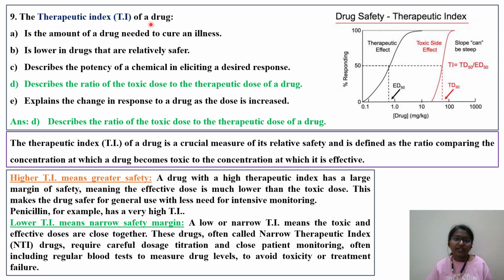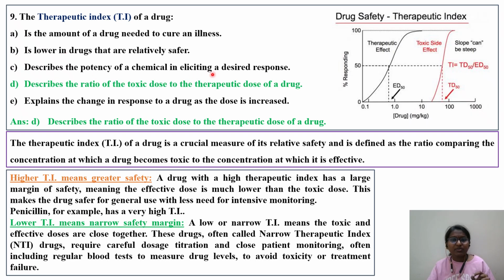In this question, we'll read about the therapeutic index, a very well known concept, a drug safety descriptor, that is TI. Again, it's a revision. Is it the amount of drug needed to cure an illness? No, the answer for this is efficacy. Is it lower in drugs that are relatively safer? No, TI is not simply related to safety. TI is the comparison between the safety curve, the toxic curve and the efficacy curve.